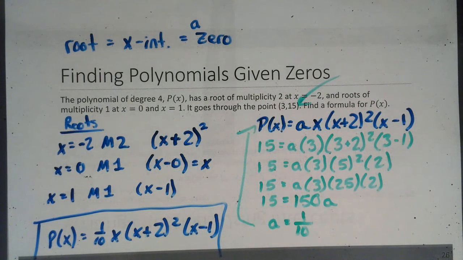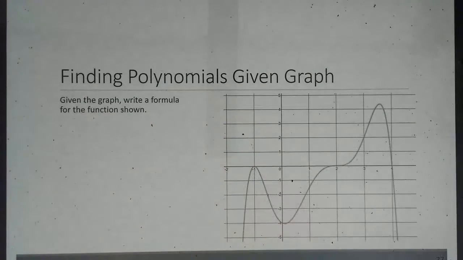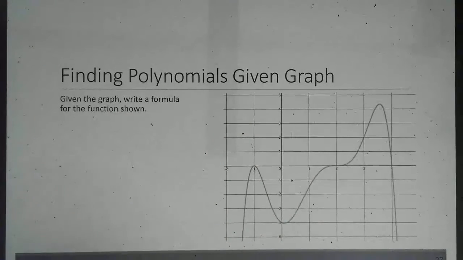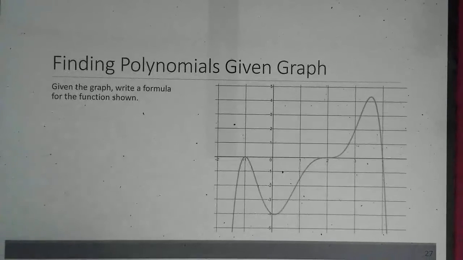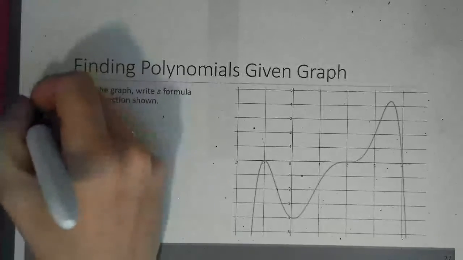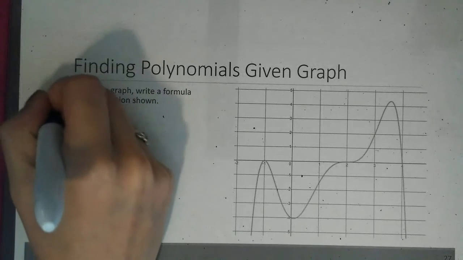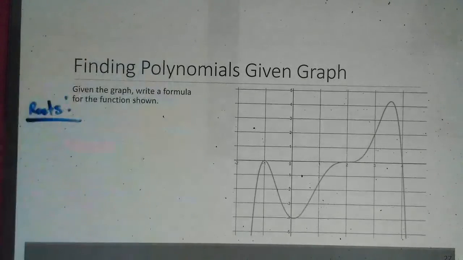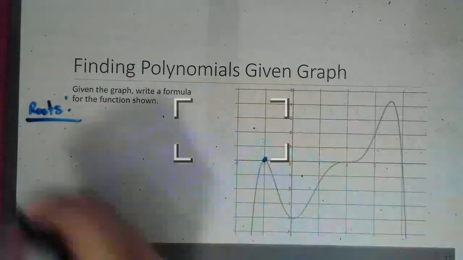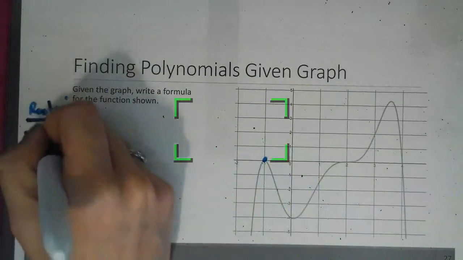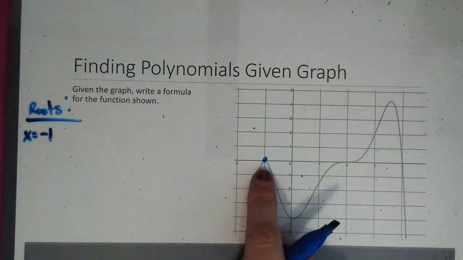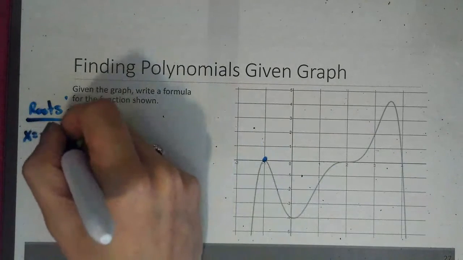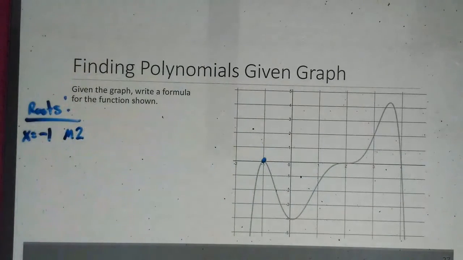We're going to try one more, but this time we're going to be given a graph instead of everything in words. So given the graph, we want to find a formula for this function. Let's see if we can run it the same way we did the last one, where we find our roots. So here at x equals -1, we get that bounce back feeling. So that's going to have a multiplicity of 2.